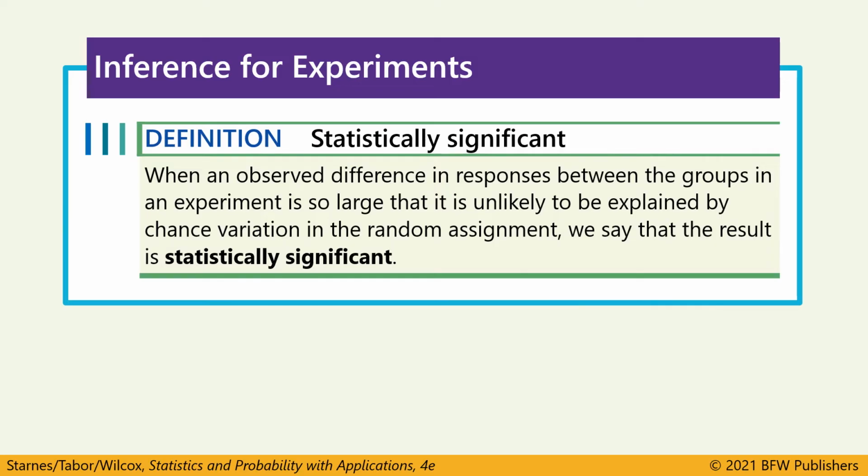Now, eventually we'll be able to quantify this mathematically, but right now it's just the concept that statistically significant means that we have an observed difference in responses between groups that is so large that it's unlikely to be explained by chance variation.